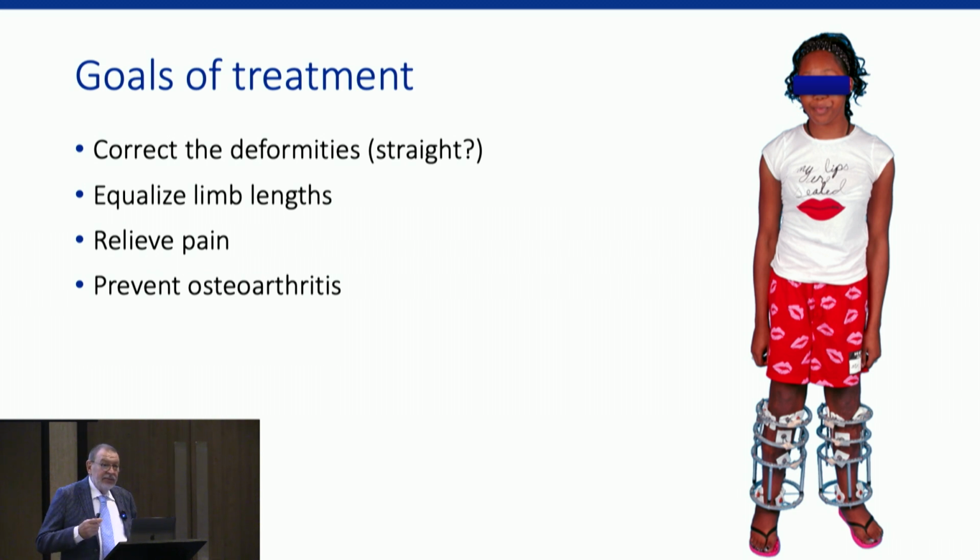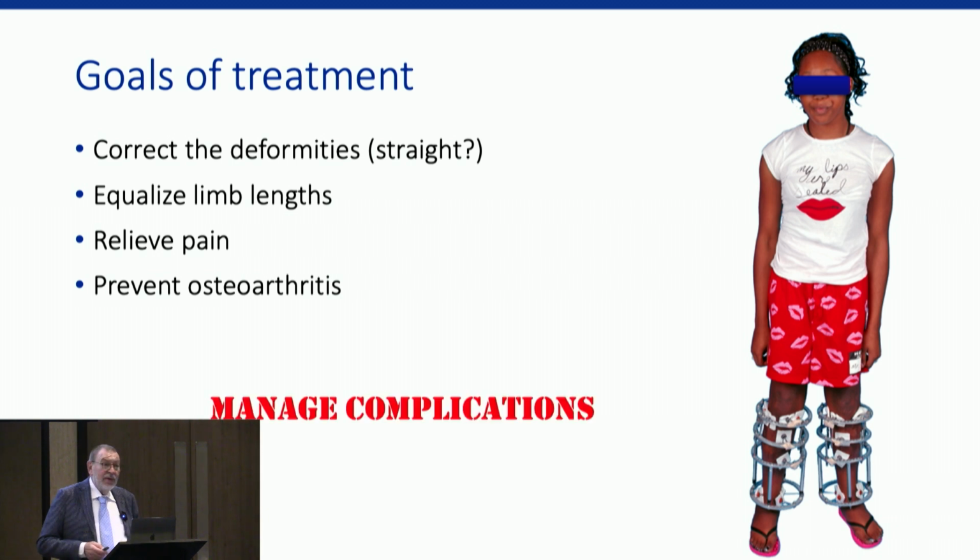For them, if you make a straight mechanical axis, you will see huge valgus, but it's not real valgus. This is the femoral fat slipping down to the proximal tibia. You need to equalize leg length, though in the majority of cases, do you need to do it if it's just a few centimeters? You definitely want to take care of the pain and prevent osteoarthritis. And like in any treatment, especially with external fixation, you need to manage complications because they will be there.